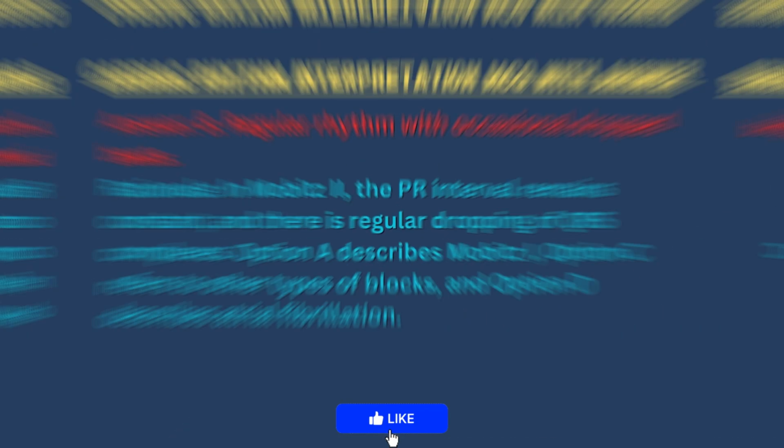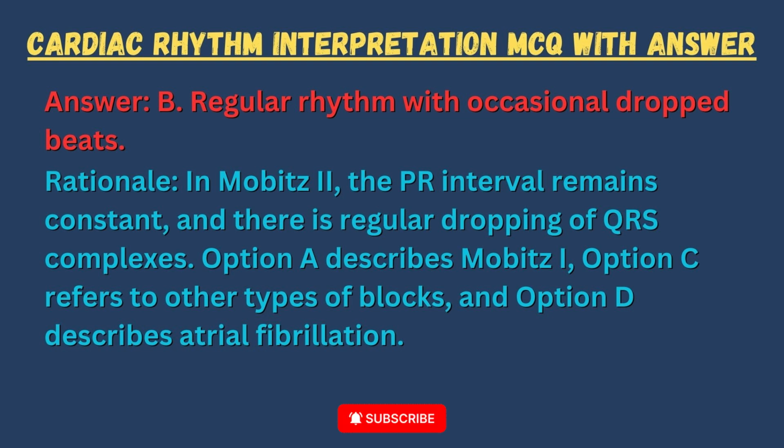Answer: B. Regular rhythm with occasional dropped beats. Rationale: in Mobitz 2, the PR interval remains constant, and there is regular dropping of QRS complexes. Option A describes Mobitz I. Option C refers to other types of blocks, and Option D describes atrial fibrillation.